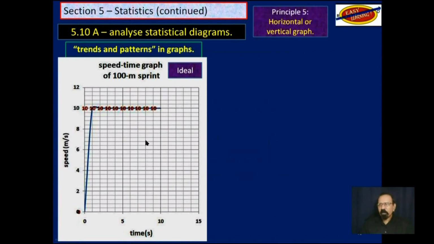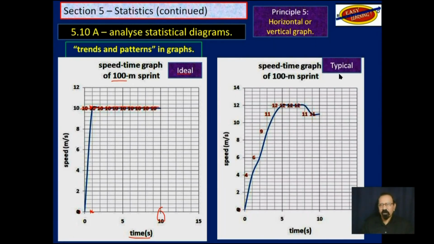Now, if we are doing a speed-time graph of somebody running a 100-meter race, this is what we would like to happen. In the first second, they reach a speed of 10 meters per second, and that continues for the remaining time. That is ideal. What actually may happen is something like this. For the first few seconds, they increase in speed and pass 10 meters per second, maintain 12 meters per second, and gradually slow down a little until the 10 seconds are finished. This may be more typical of what actually happens.